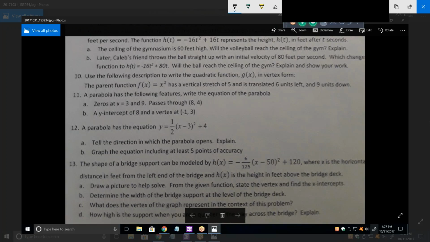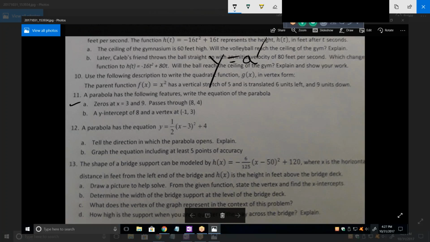Number 11. Write the equation of a parabola that has those two things. Well, when you know the x-intercepts, what's the best format to use? There's 3 formats. There's vertex format, which is probably the most common. Second most common is standard format, which they usually give you when they give you an equation. But the third most common is intercept format.